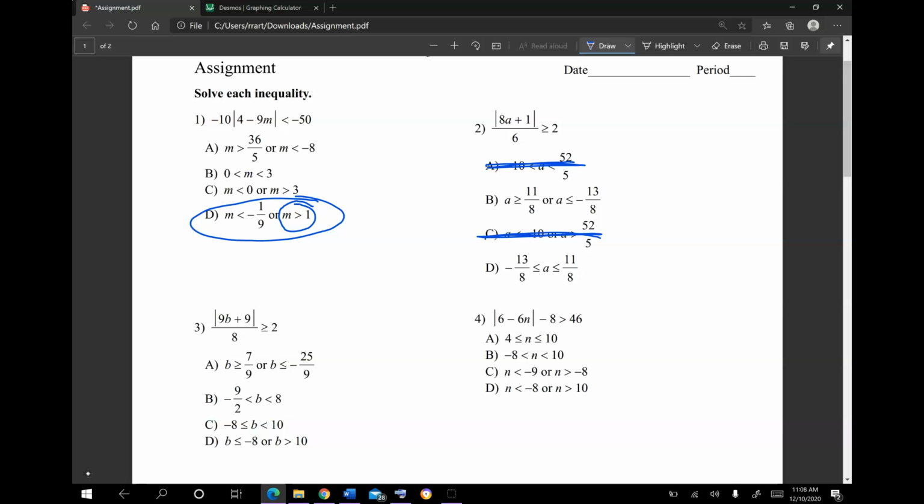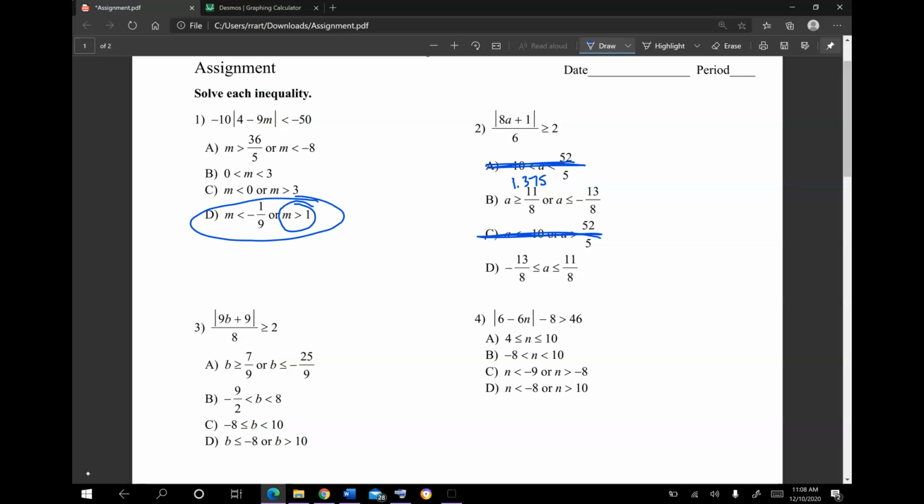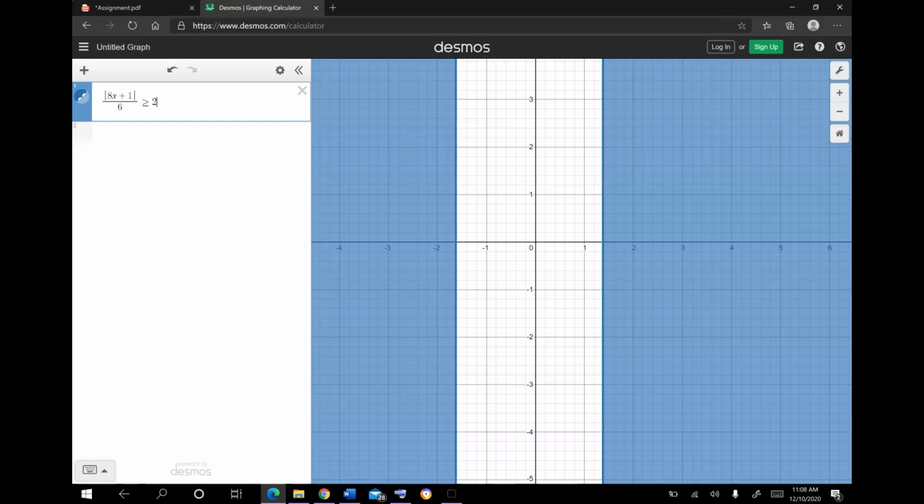So let's get 11 over 8. 11 over 8 is 1.375. So was my answer greater than something close to 1.375? Yeah, that one could possibly be it. So this one's 13 over 8. So let's do 13 divided by 8. That's going to be negative 1.625. So this is saying my x's were less than this negative 1.6. Yeah, that could be it.